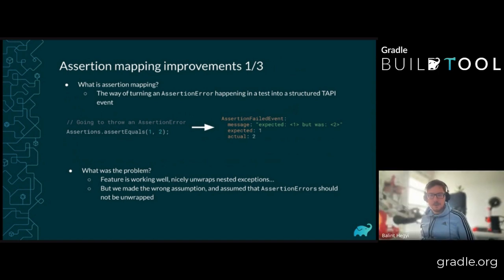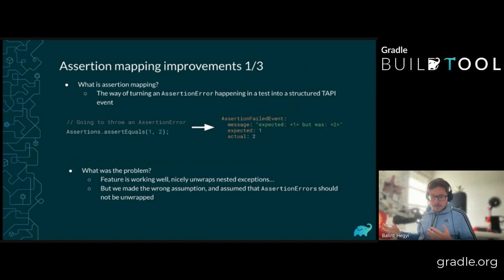So in 8.5, we improved on assertion mapping. This feature was first improved in 8.4. Basically, what assertion mapping does is that when you run a test and you have a failing assertion, you get an exception, and we process this. It can have a very varying structure. We try to unify it, and through the tooling API, we communicate it with the IDEs, so they don't need to parse any message. They will have a nice structured message.